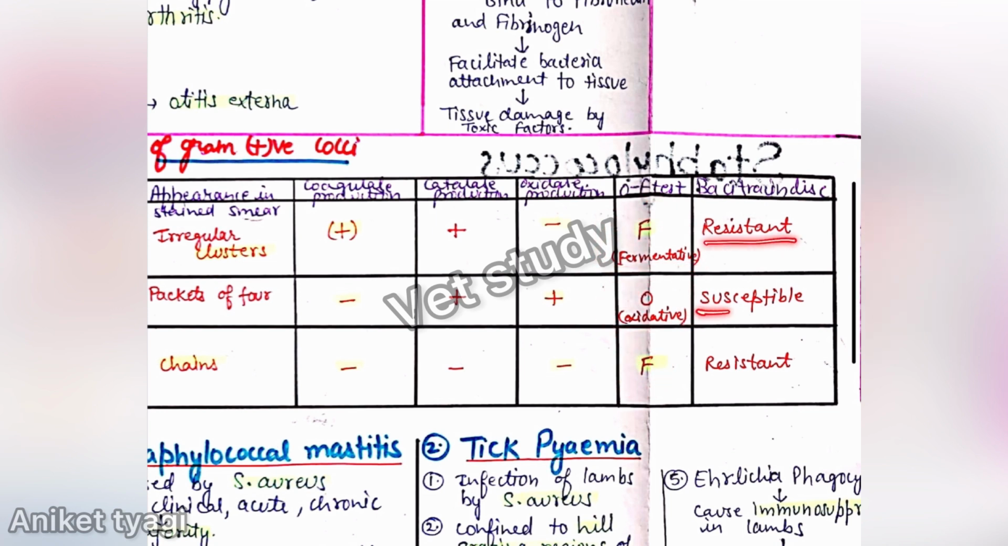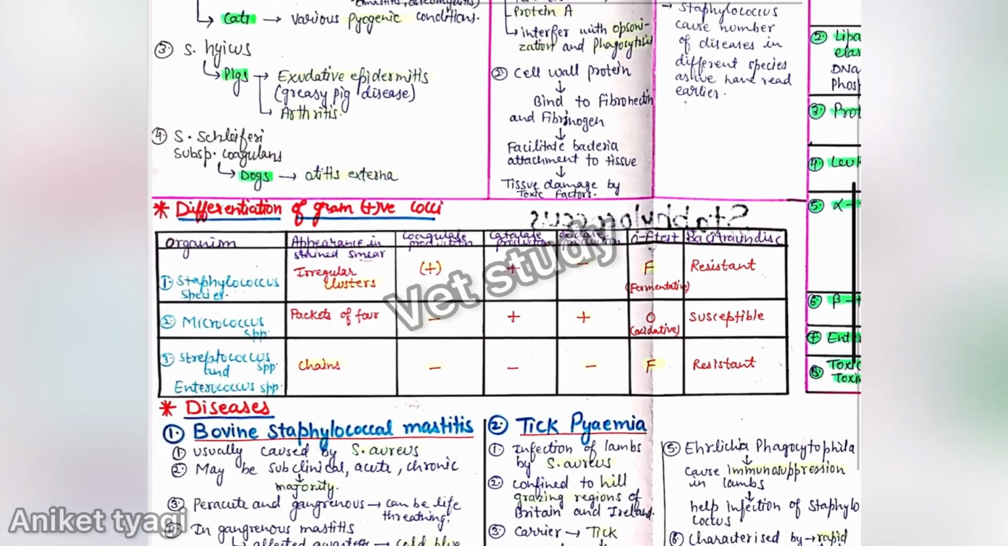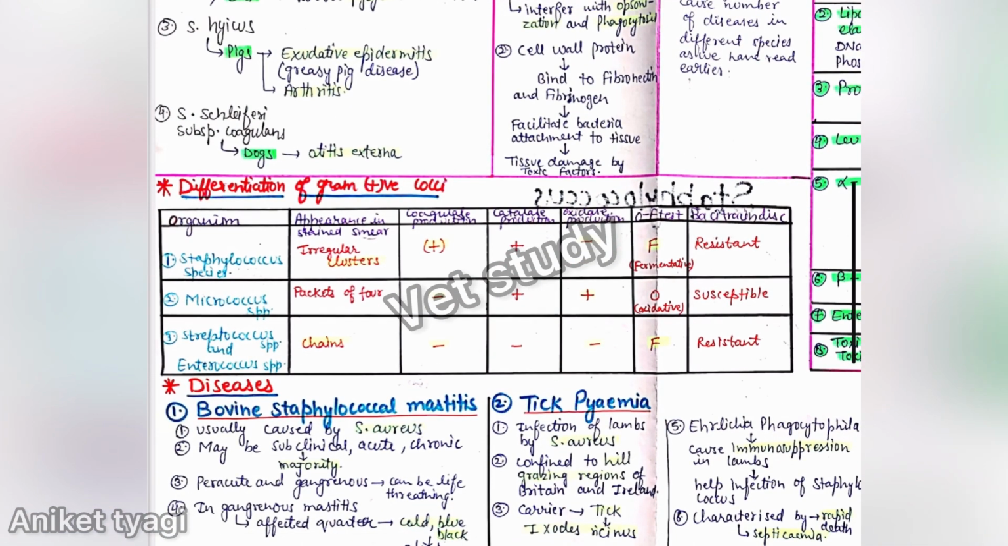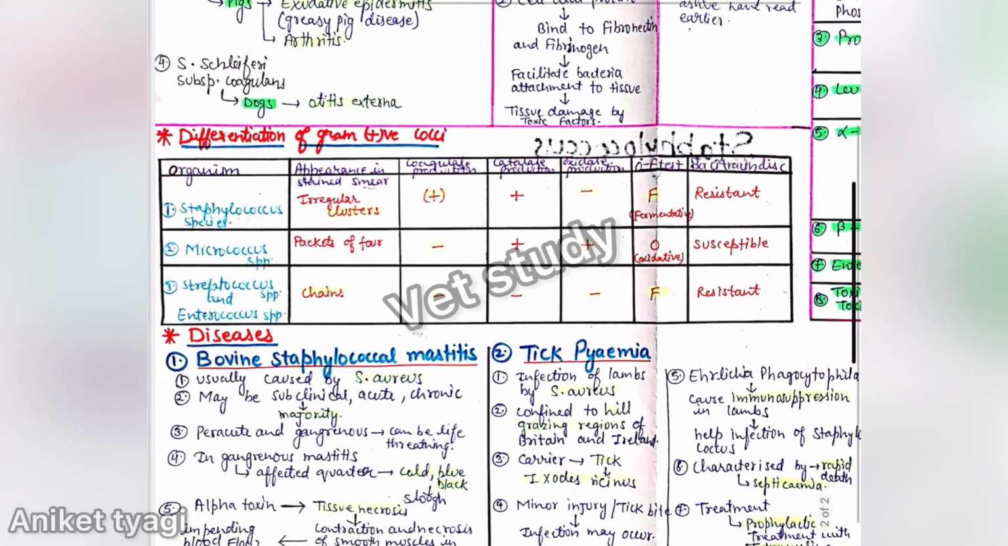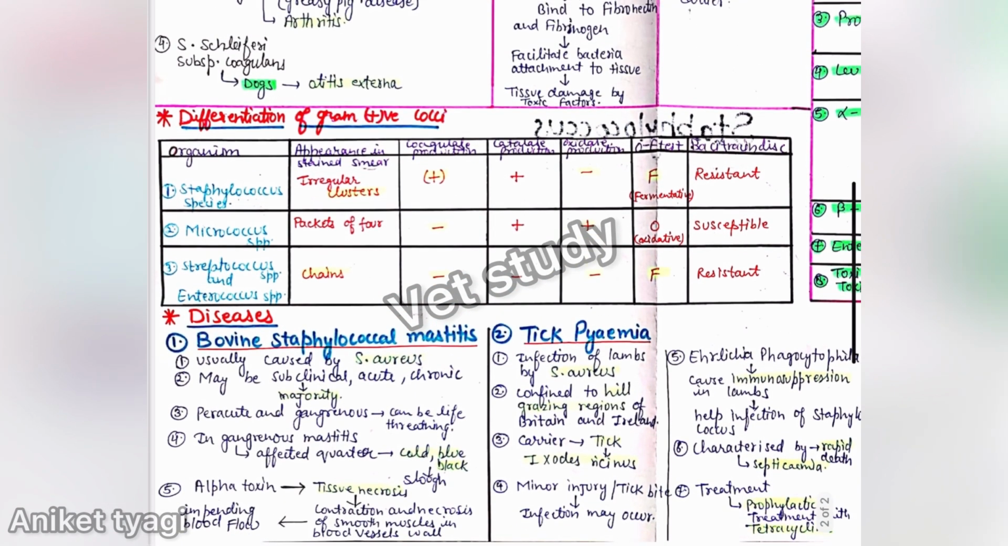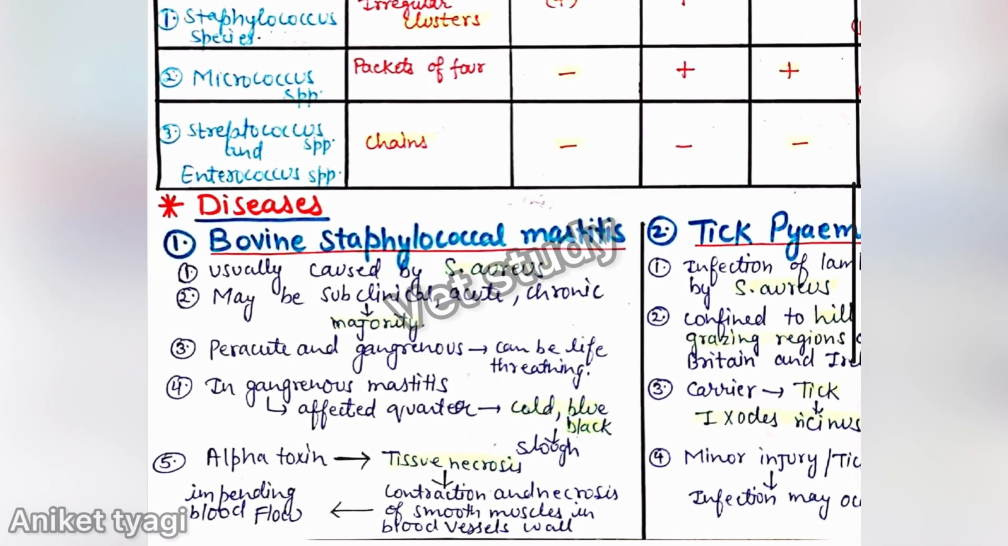Bacitracin disc: they are resistant, they are susceptible, and they are also resistant. So by these several tests, you can differentiate between Staphylococcus, Micrococcus and Streptococcus. Okay. After this we have several diseases, so we will discuss in brief about these diseases.